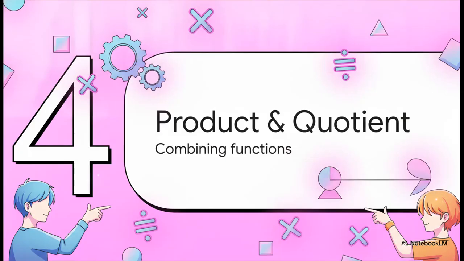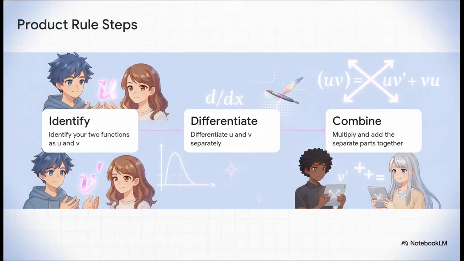Okay, section 4. Product and quotient rules. Let's start combining functions. So this is where things get really fun. We're going to look at what happens when our base functions actually start interacting. Sometimes a function is essentially two totally separate functions multiplying each other. Like, think of x squared multiplied by sin x.